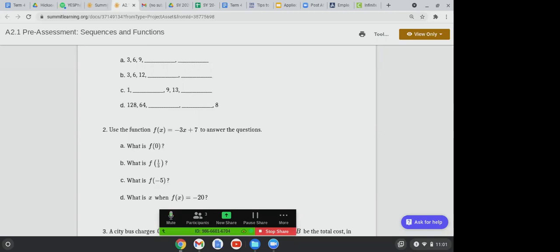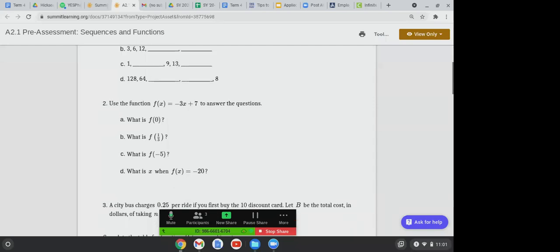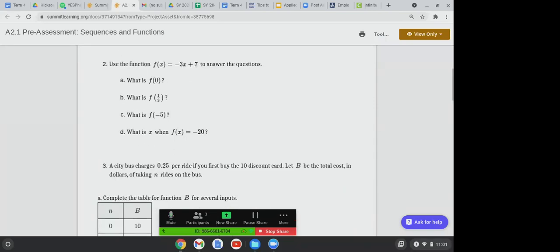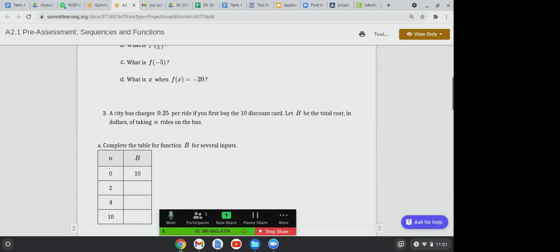So again, if you didn't remember, it is okay. This is, again, the pre-assessment, because I just want to see what you remember. Now, number 3 is the word problem. I wasn't too concerned about part B. I was concerned about part A, because that helps me understand if you understand how to break down a word problem.